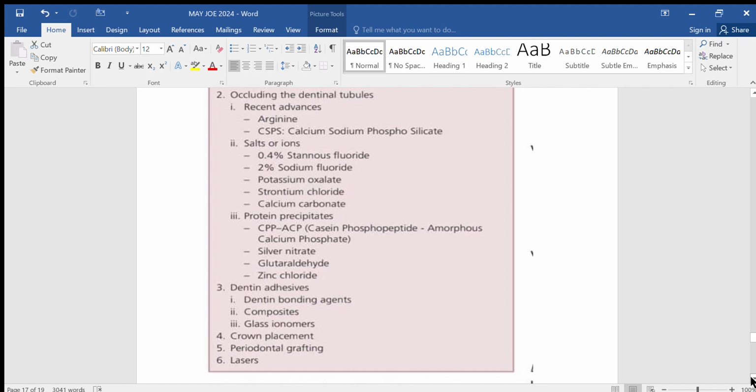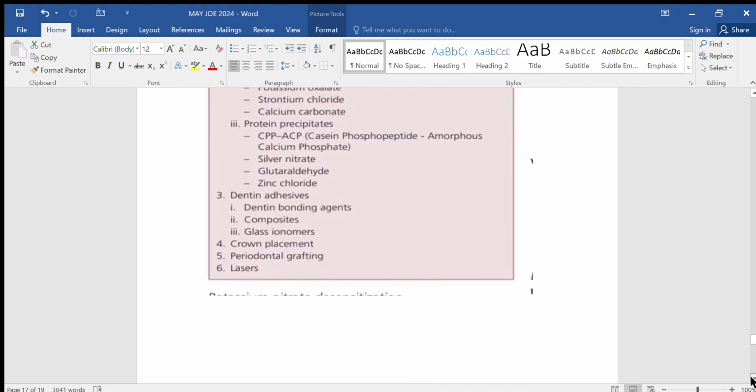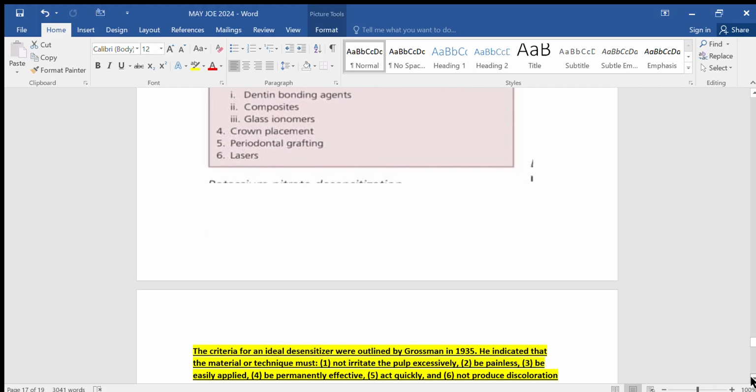In case of periodontal issues, you will go for periodontal grafting. And modern methods include lasers and use of ozone. So these are the basic methods.